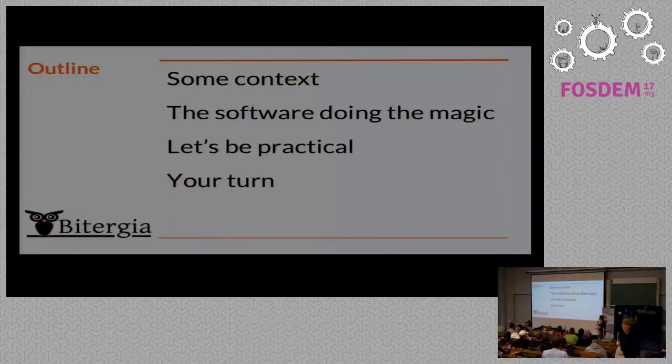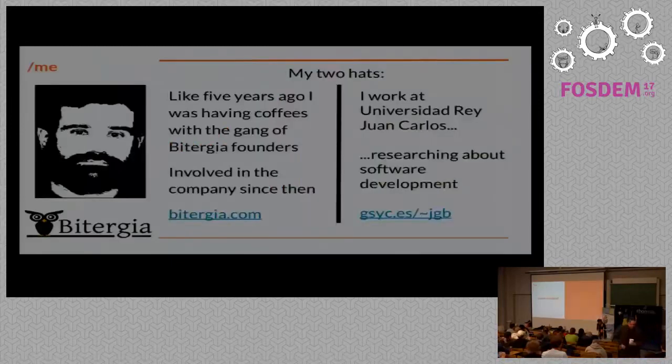First of all, I'm going very briefly to give some context about myself and GrimoireLab. Then we are going to start looking at the software, and that will become practical, to show some examples of how you can use Python to retrieve information from repositories and stuff like that. And at the end, there is something for you.